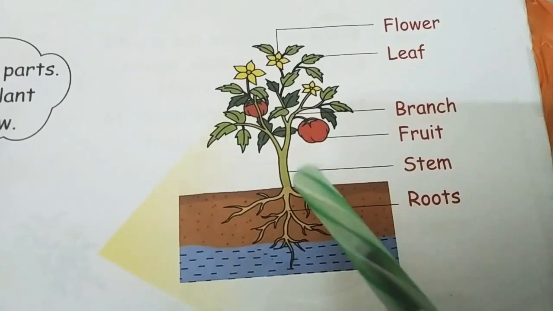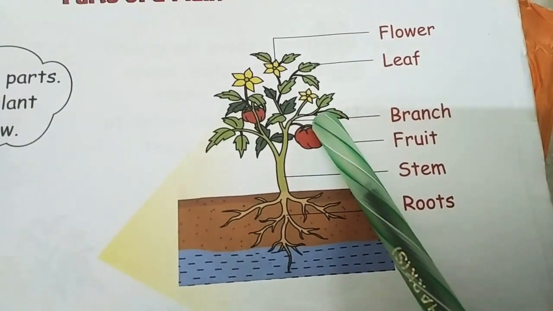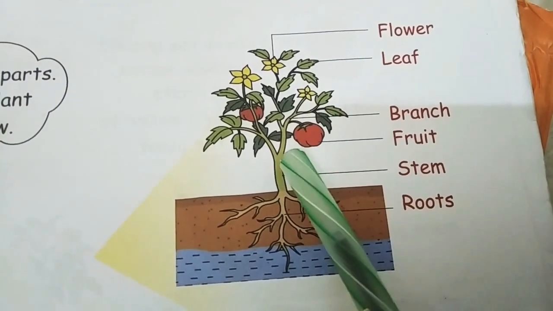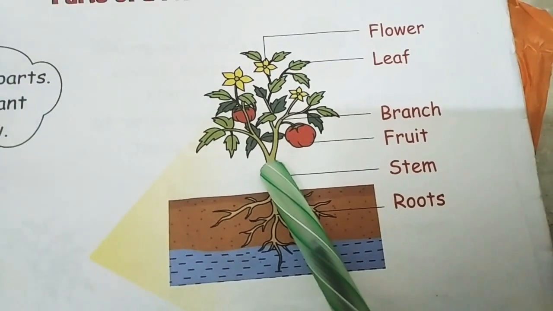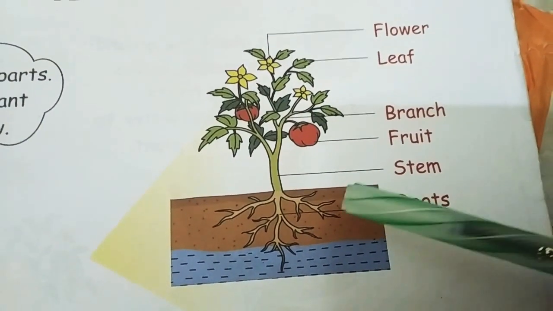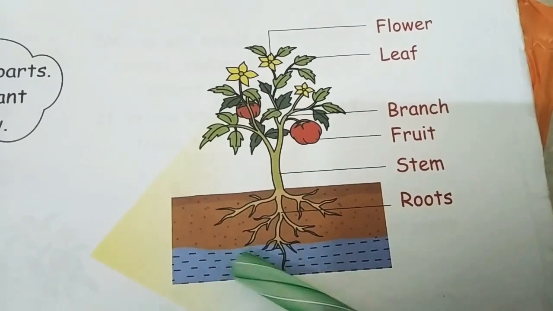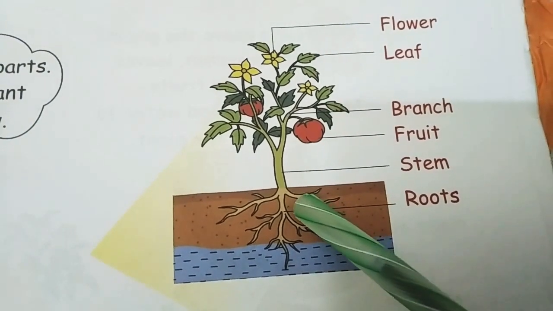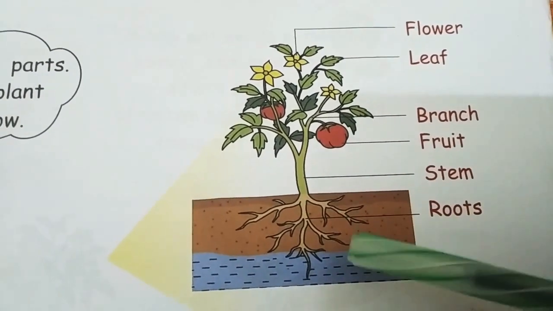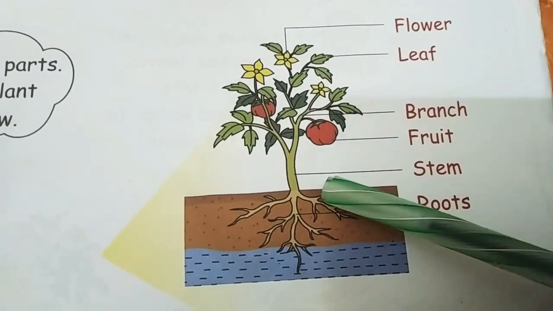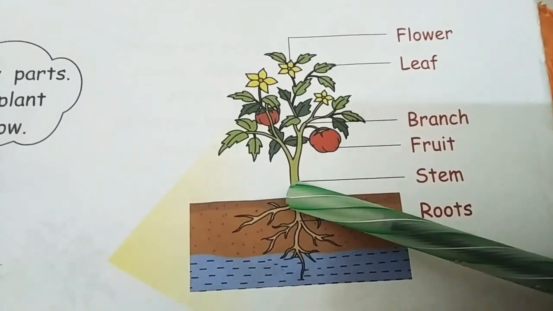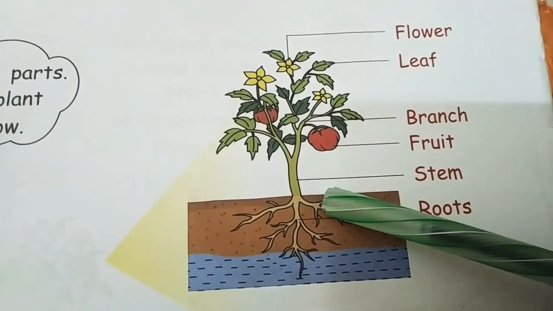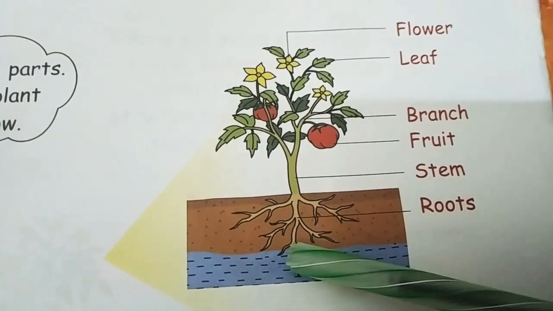The stem connects the root to the other parts of the plant, right? As you know, the stem can be hard and strong, or it can be soft as in herbs, right? And another important part of the plant is the roots, children. This is the part which remains under the ground. Normally we can't see the root part, right? We normally see the parts of the plant that are present above the ground, and the root is the part present below the soil, right?